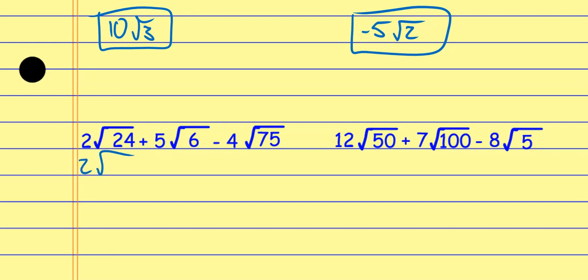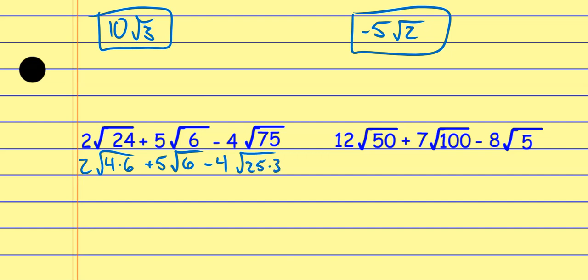24, do any perfect squares divide evenly into 24? The answer is yes, there's a 4. It's 4 times 6. The next one, do any perfect squares divide evenly into 6? No, that's only divisible by 2 and 3, and neither of those are perfect. So I'm just going to leave that as a 6. I can't simplify it. And then this one, do any perfect squares divide evenly into 75? The answer is 25. So 25 times 3.